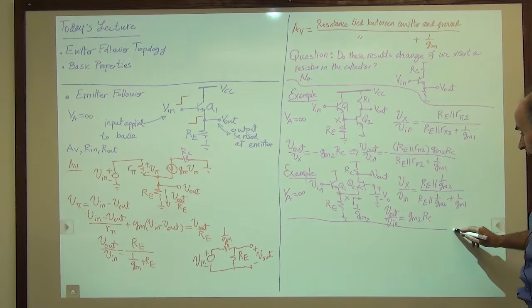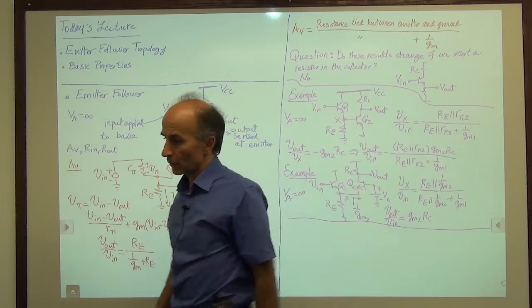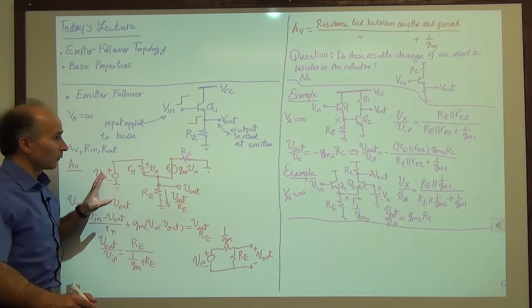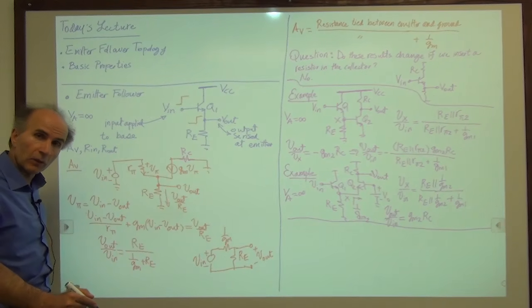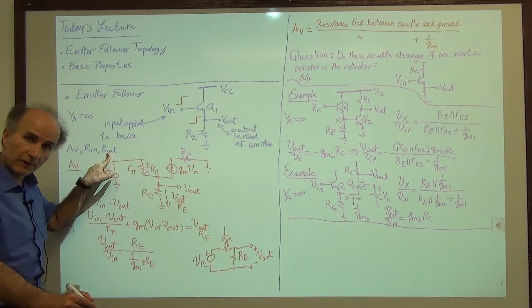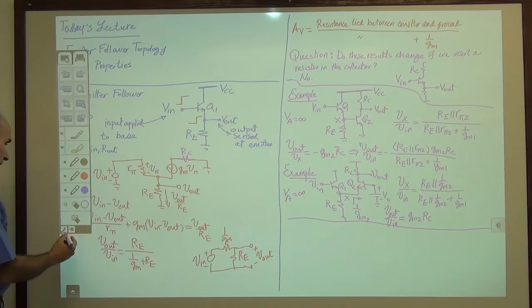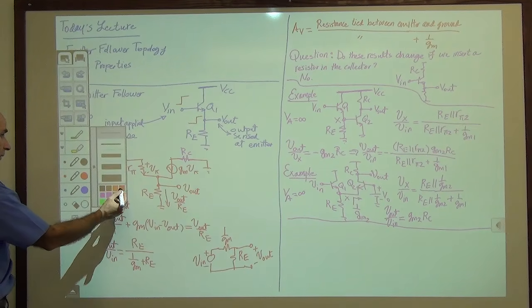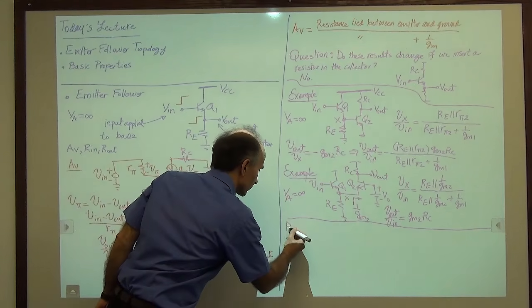Okay, that was the second example. All right, let's go back to the problem at hand. We managed to find the voltage gain of an emitter follower. We still need to find the input resistance and the output resistance. So one at a time. Let's change the color back to red, and we go and calculate the input resistance, so R in.